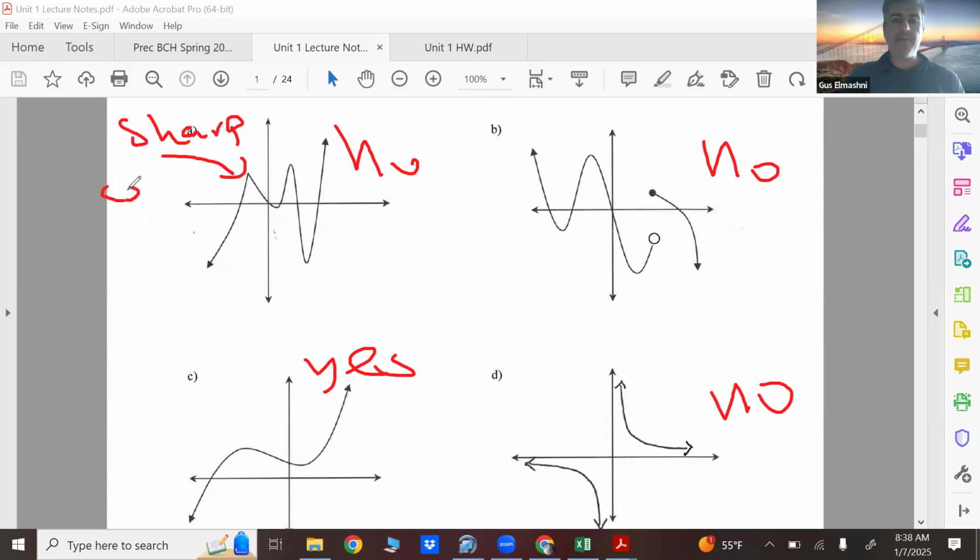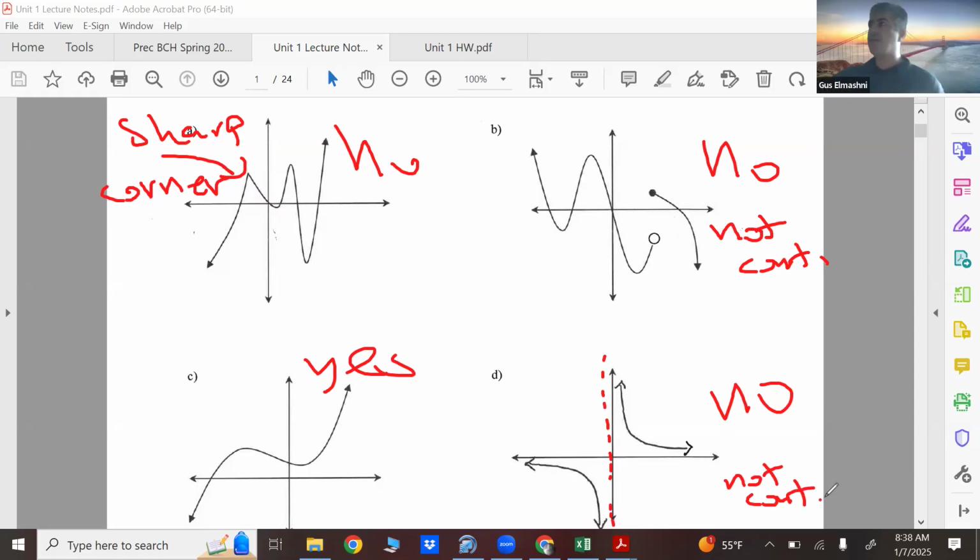Why does that matter? We will actually talk about that when we get to the calculus unit, not until our last unit, unit 5, after spring break, which is a long time from now. But we'll get there. I'll explain why sharp corners are not okay. It has something to do with derivatives, but we're not ready to have that conversation yet. For part B, it's not continuous. And likewise here, there's a vertical asymptote, also not continuous.